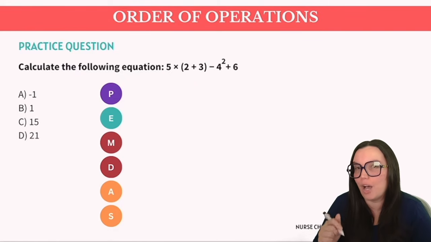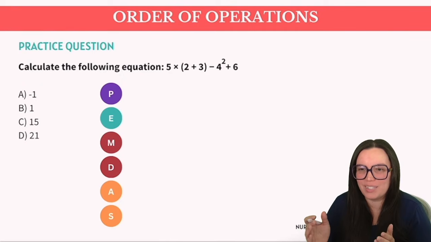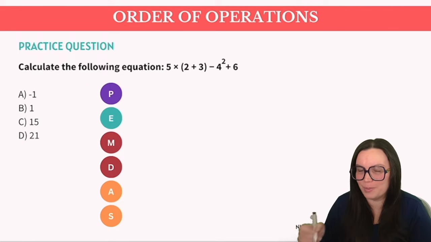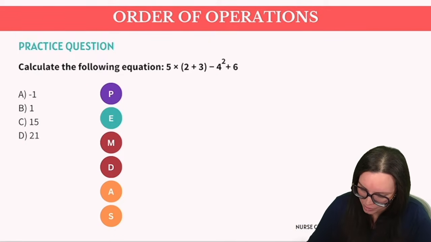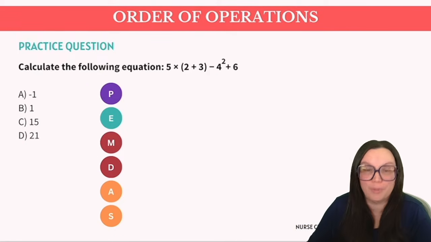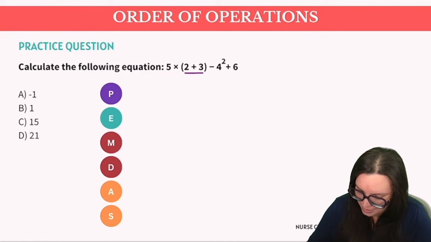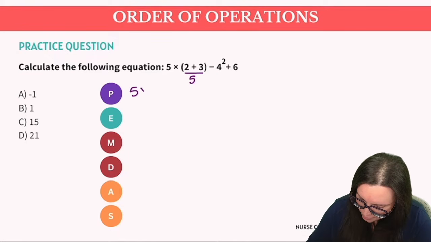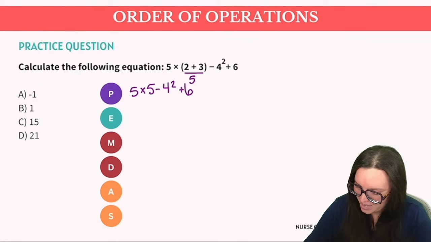Calculate the following operations. We have 5 times, parentheses, 2 plus 3, minus 4 raised to the power of 2 plus 6. So we're going to start out with our PEMDAS with our parentheses. So in parentheses, we have 2 plus 3. That's going to give us 5. So our new equation is going to be 5 times 5 minus 4 raised to the power of 2 plus 6. Next, we're going to move down to our exponents.